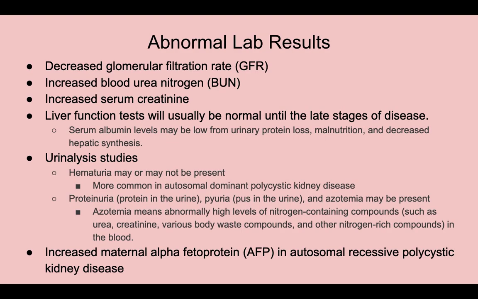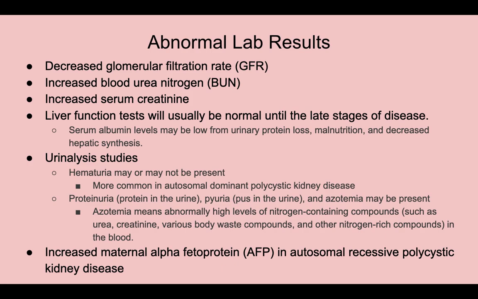Okay, so some abnormal lab results that we're going to be talking about. We're mainly focusing on kidney function, but we'll also see liver changes and electrolyte changes when the disease progresses on. So for kidney, you're going to have a decreased GFR, or the glomerular filtration rate. You can have an increased BUN, increased serum creatinine. Like I said, your liver function tests will be off usually later on in the disease. So, for example, your serum albumin levels may be low, and this is from losing so much protein in your urine, from malnutrition, you're not getting all the nutrients you need, and then you also have just decreased hepatic synthesis, your liver's not functioning well.